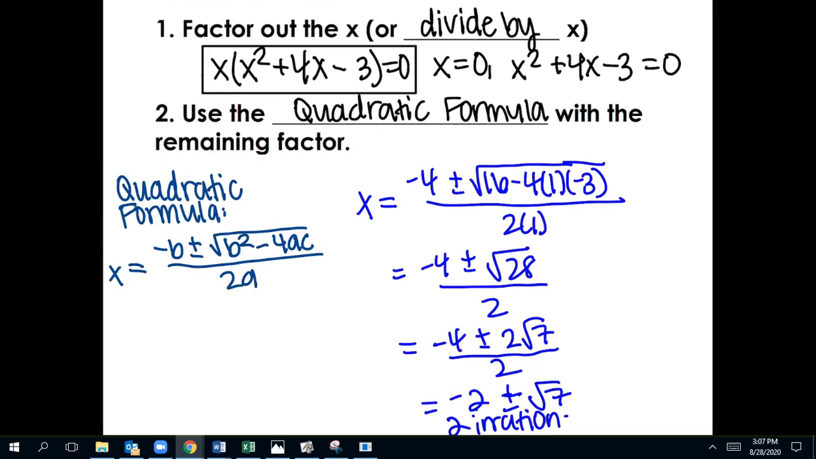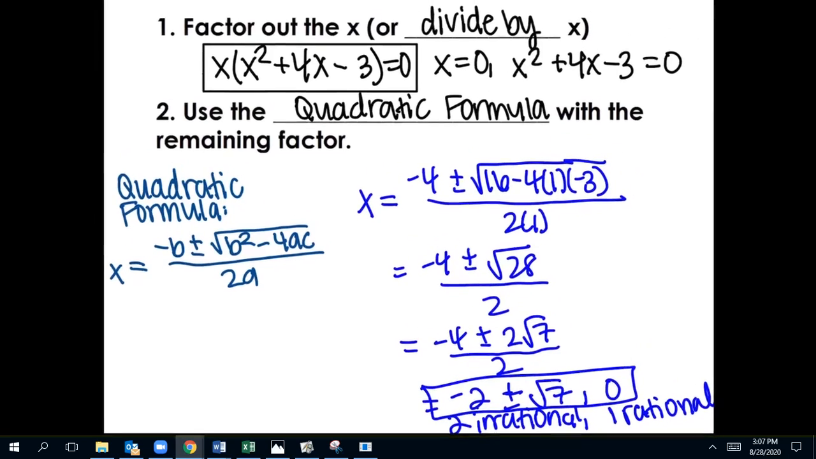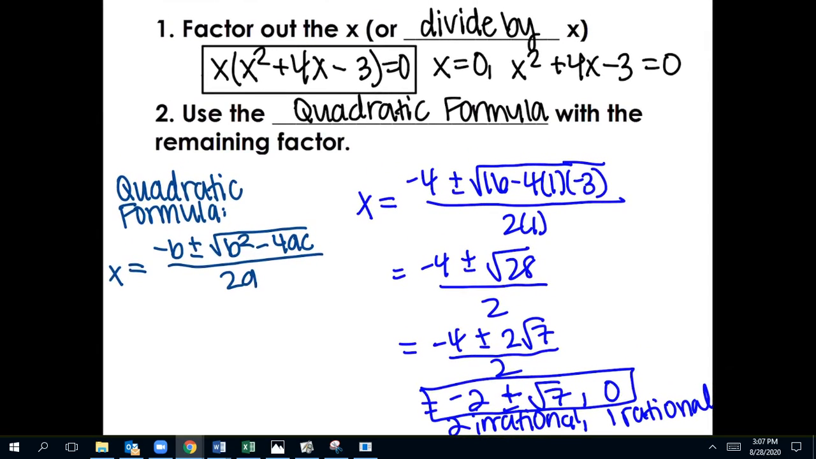Then we also had 0 as our 1 rational root to make a total of 3 roots. So these are the answers right here. I'm just going to box those. All right, so it's not too bad. You just have to get it down to a quadratic, and then you can use the quadratic formula whenever it's not factorable from the beginning.